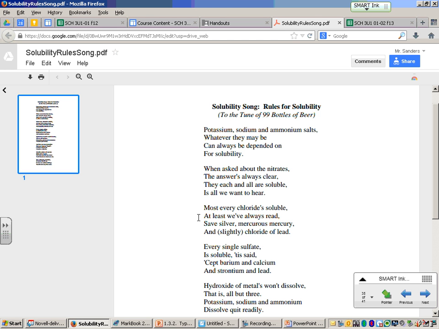When asked about the nitrates, the answer is always clear. They each and all are soluble is all we want to hear.